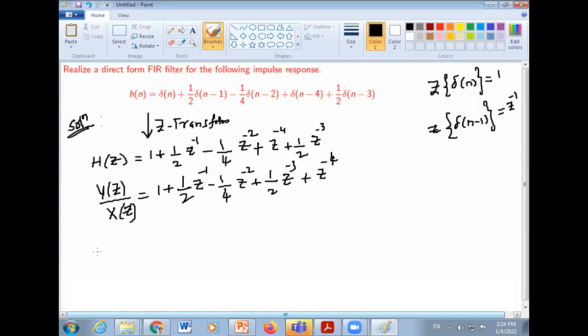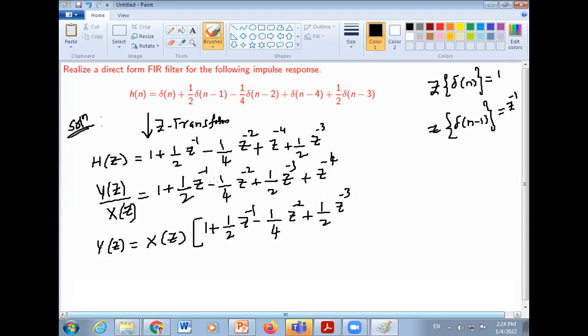Or this can be done as Y of z is equal to, if I take this Z on this side, X of z into 1 plus 1 by 2 z inverse minus 1 by 4 z power minus 2 plus 1 by 2 z power minus 3, then plus z power minus 4. Correct? Understood this? Yes or no?